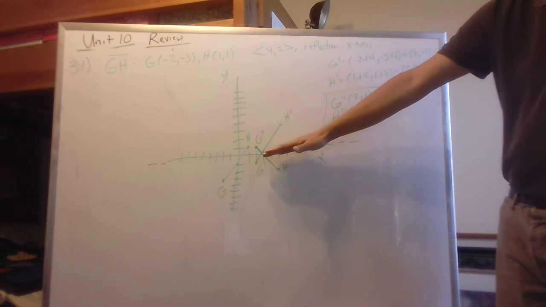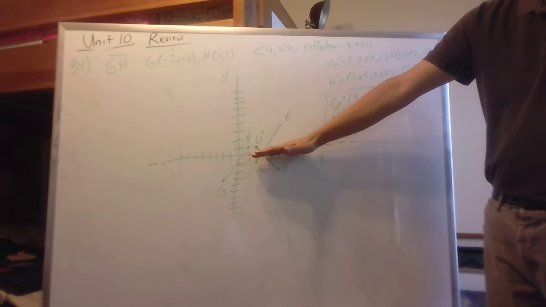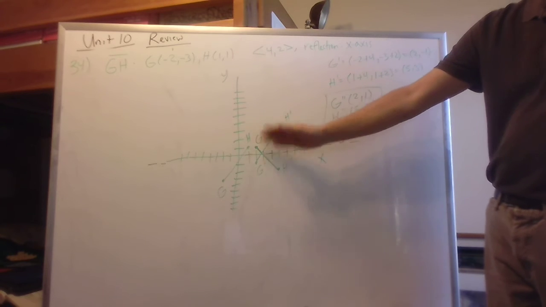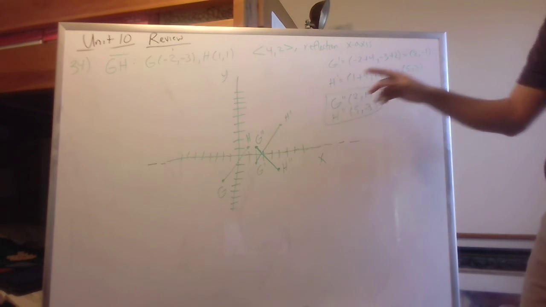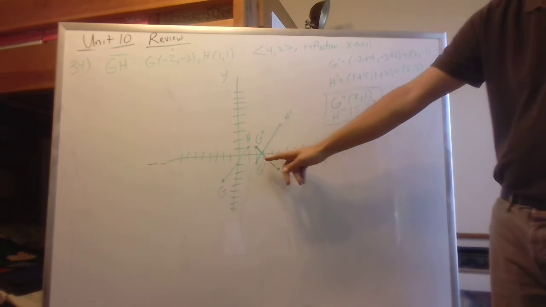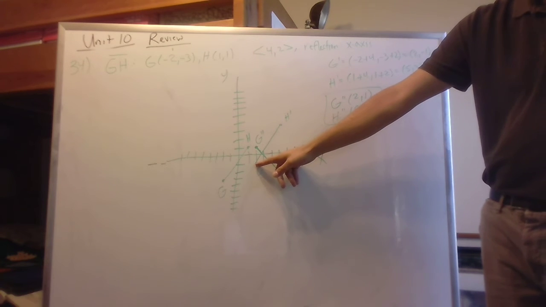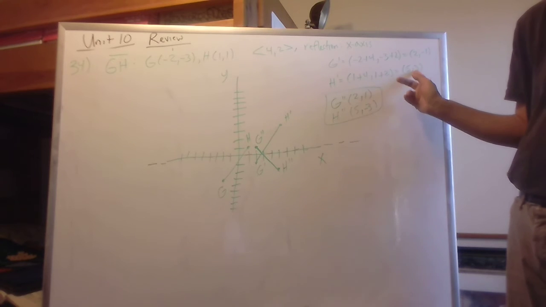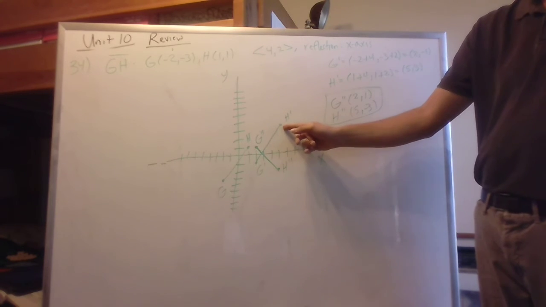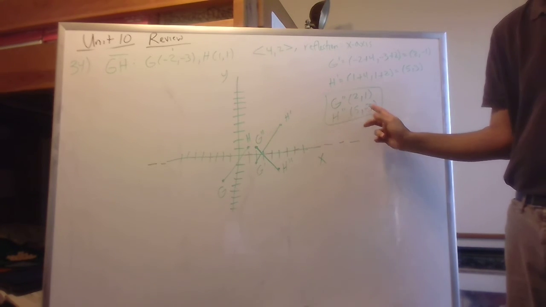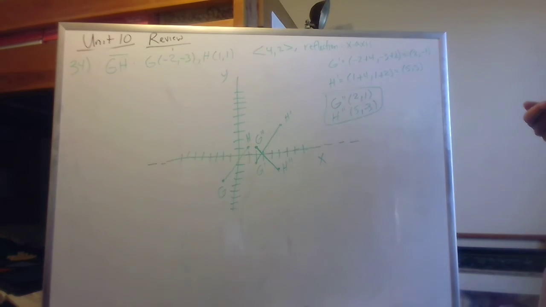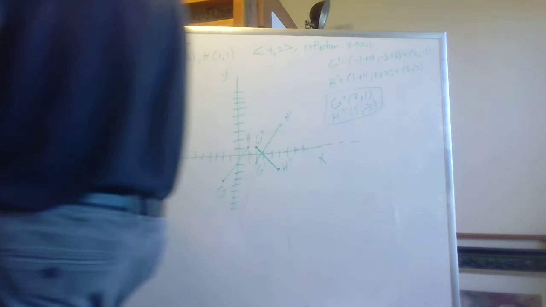Notice how for the x-axis reflection, it changed vertically, which is the y. If we're at 2, -1, it's going to go to 2, +1 for G double prime. And then same thing for H prime. If it's at 5, 3, it's going to turn into 5, -3 after the reflection. Okay, so that is number 34.